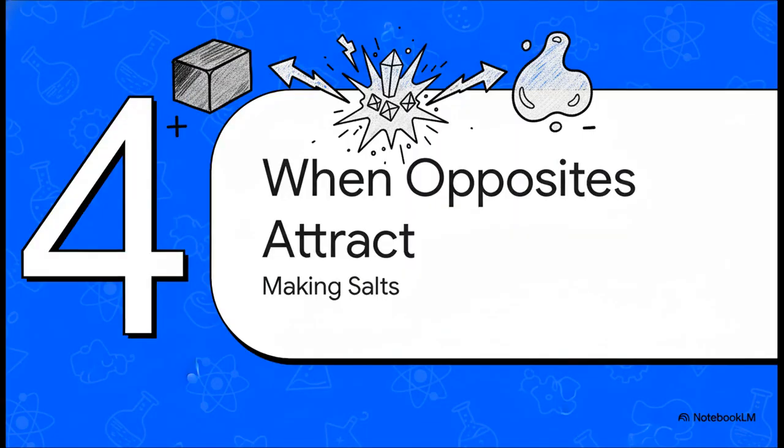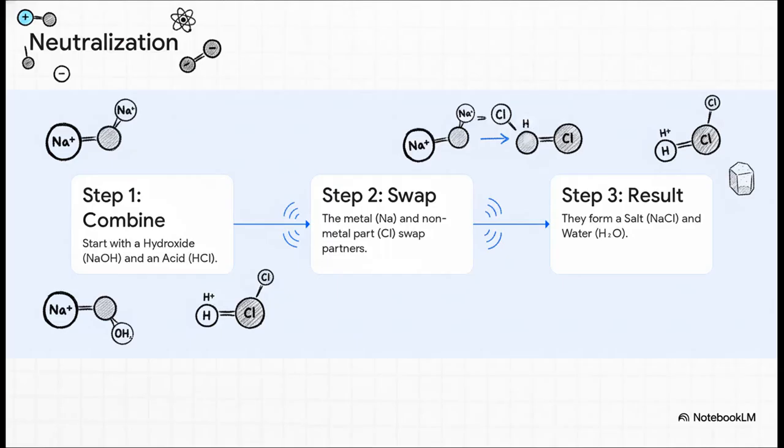So let's recap. We've made bases for metals, and we've made acids from nonmetals. We have our chemical opposites. So what do you think happens when we mix them together? This is where we get to the really classic chemistry. It's called a neutralization reaction, and honestly, it's like a simple partner swap at a dance.